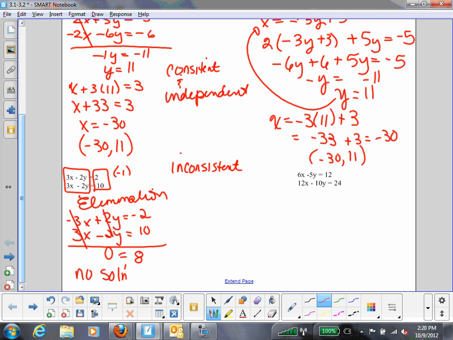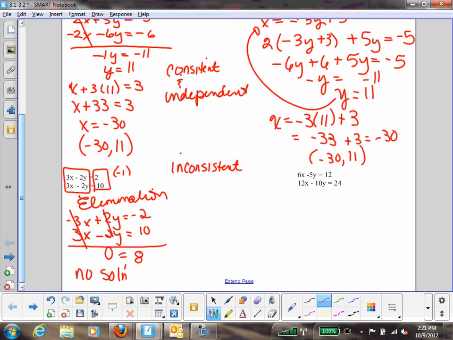What do we notice about this next one? Huh, Abigail? The bottom is a multiple of this. Okay, so the bottom is the top one multiplied, every term multiplied by what? Okay, so if one is a multiple of the other, then what kind of solution, what kind of lines do we have? We have lines that fall on top of each other because it's exactly the same line, isn't it?